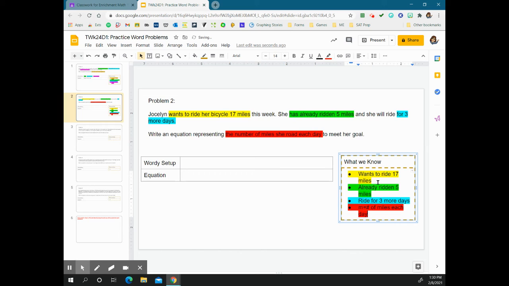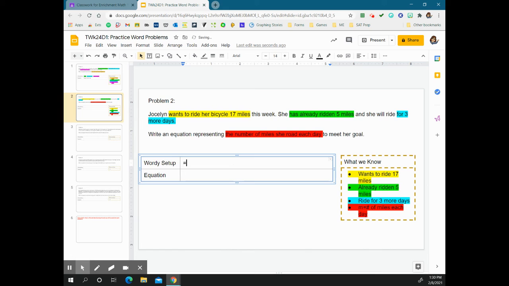Now, again, if I look at this yellow and this green, these talk about miles, right? But this blue guy is talking about 3 more days. This is going to probably be where we attach our variable because it doesn't talk about miles, and we're trying to figure out M for miles, number of miles each day. These are the days they're referencing, these blue days.